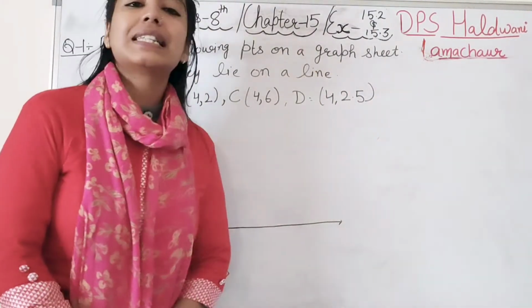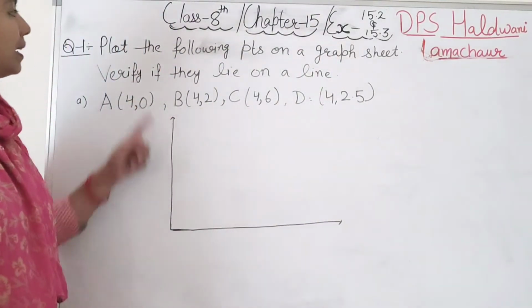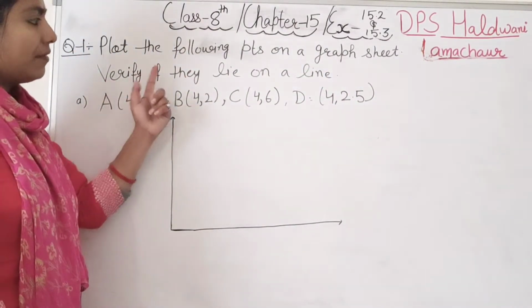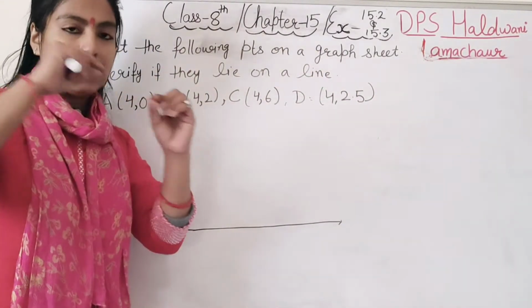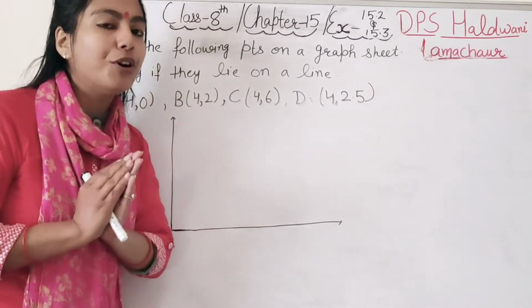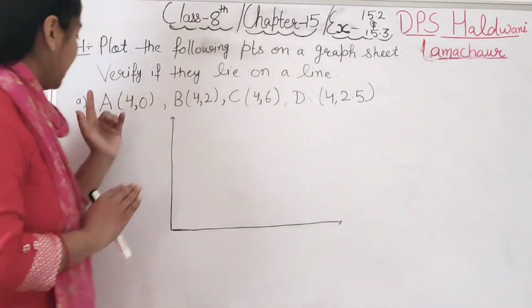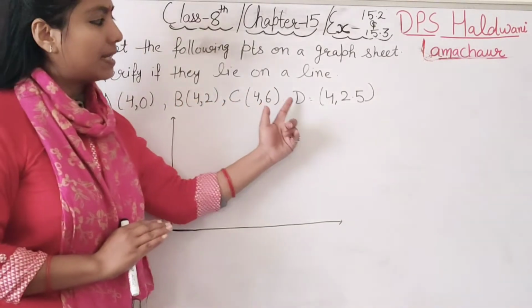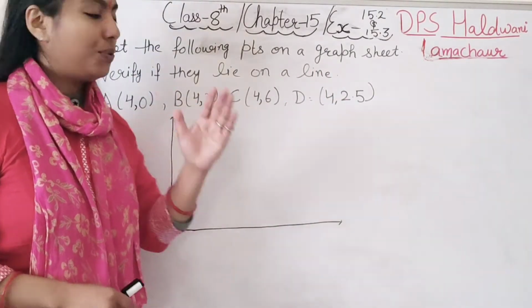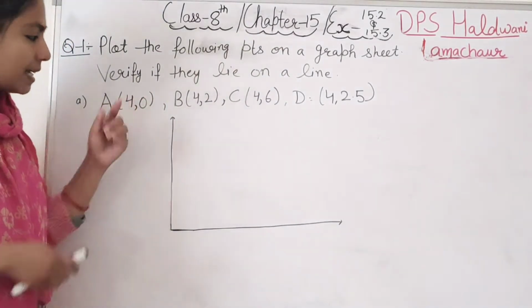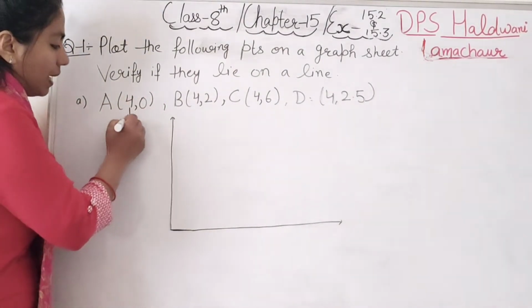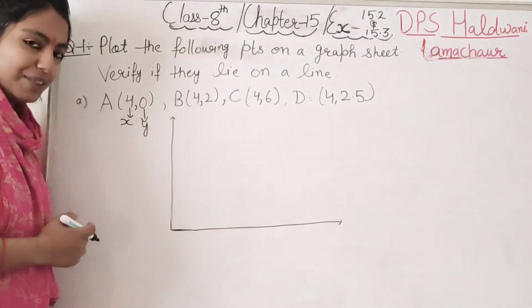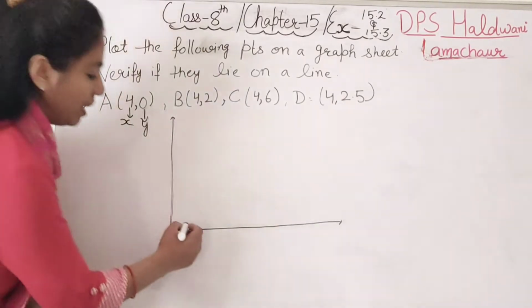So let's start with exercise 15.2. Question number 1. Plot the following points on a graph sheet. Verify if they lie on a line or not. In a line means they are making a linear graph or not, in a straight line. The very first part: A (4, 0), B (4, 2), C (4, 6) and D (4, 2.5). You know, students, these are called coordinates. The first value is the x-axis point and the second represents the y-axis point. Everyone knows? So let's start.